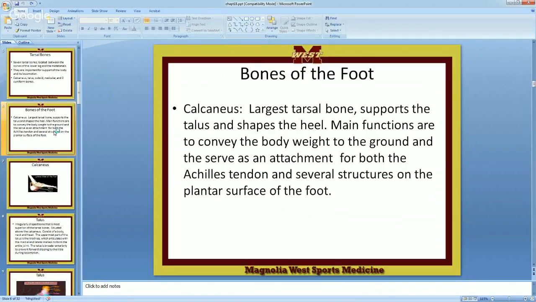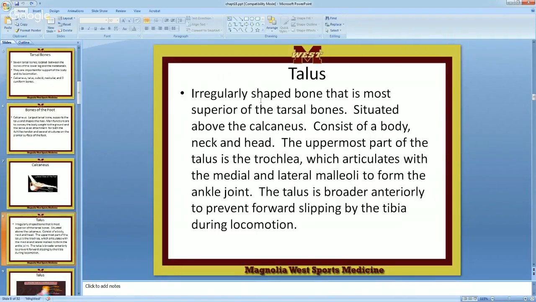And the bones of the foot. All right, with the bones of the foot, which one's the largest? Know who the largest is. All right, let's see number 8. All right, number 8 talks about the talus. So know about your talus.